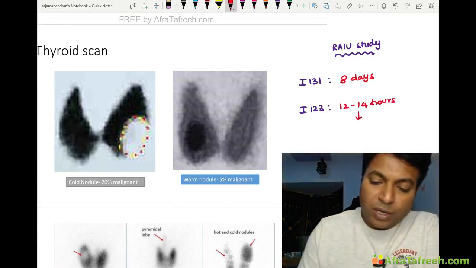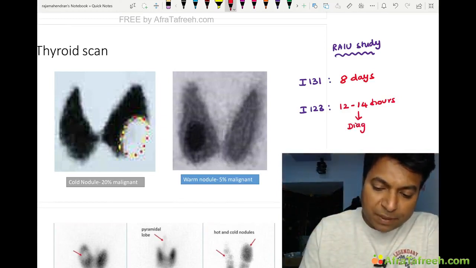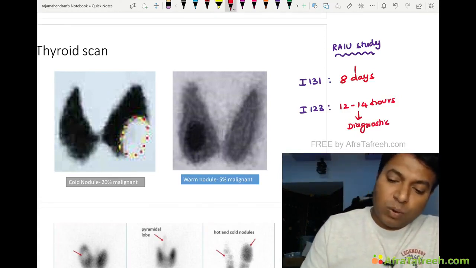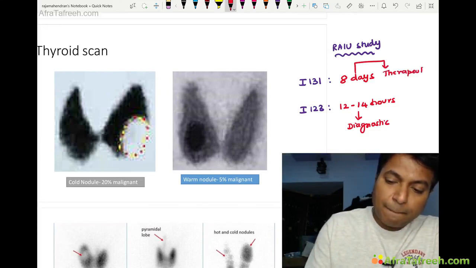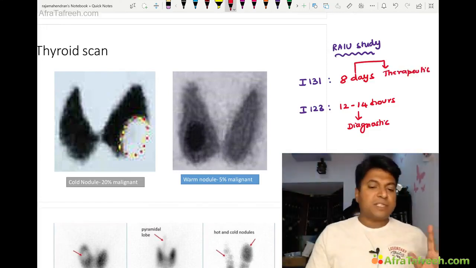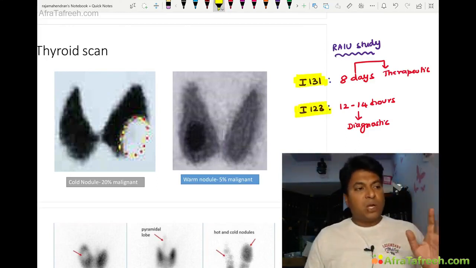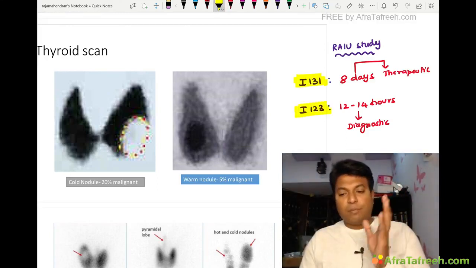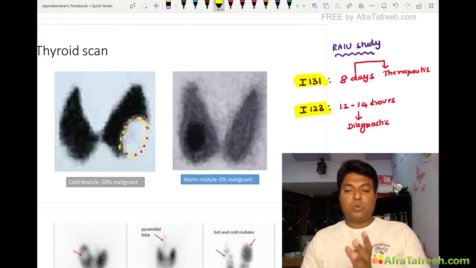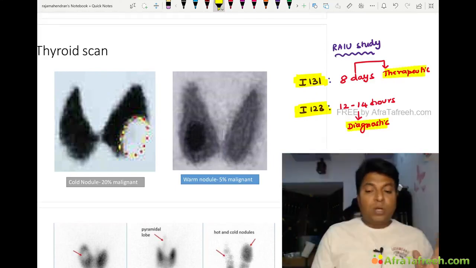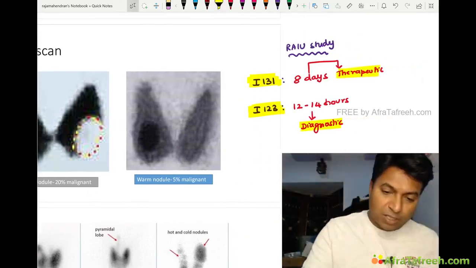Therefore, iodine 123 is used for diagnostic purposes. Iodine 131 is used for therapeutic purposes. So only two substances are commonly used in practice, 131 and 123. Iodine 131 is used for therapeutic purposes, 123 is used for diagnostic purposes. Please don't forget this basic point. 123 has a 12 to 14 hour half-life.